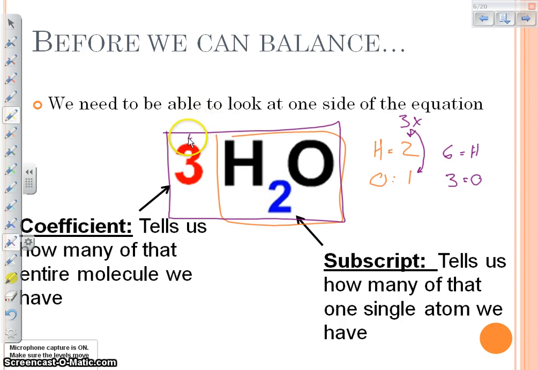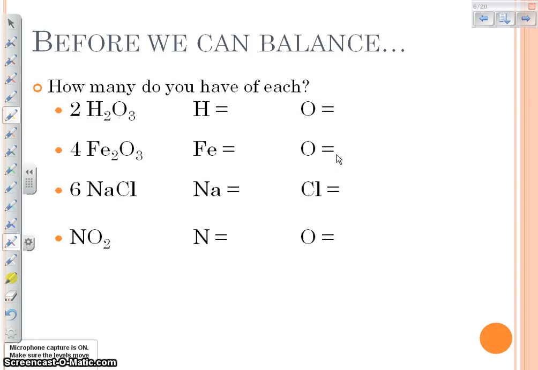The coefficient is going to translate itself or transfer itself to every single individual atom within that compound until we hit a plus sign or the end of a parentheses. Okay. So what we're going to do is try out a couple of these. Work your way through these four, and see if you can figure out how many of each individual atom we have, how many hydrogens and how many oxygens. So I'll walk you through one.